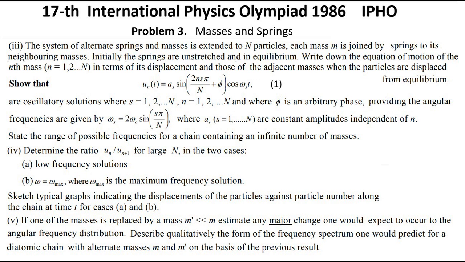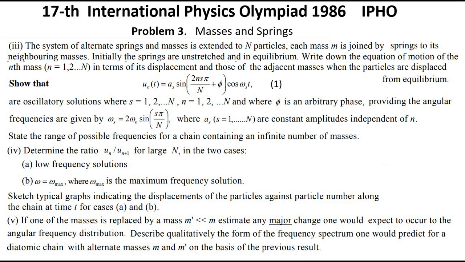Show that un(t) equals expression 1 are oscillatory solutions where s equals 1, 2, etc. till n, n equals 1, 2, etc. till n, and where phi is an arbitrary phase, providing the angular frequencies are given by omega s equals 2 omega 0 sine s pi over n, where As are constant amplitudes independent of n. State the range of possible frequencies for a chain containing an infinite number of masses.